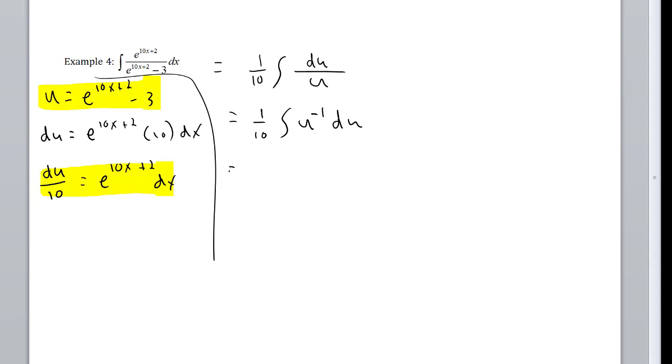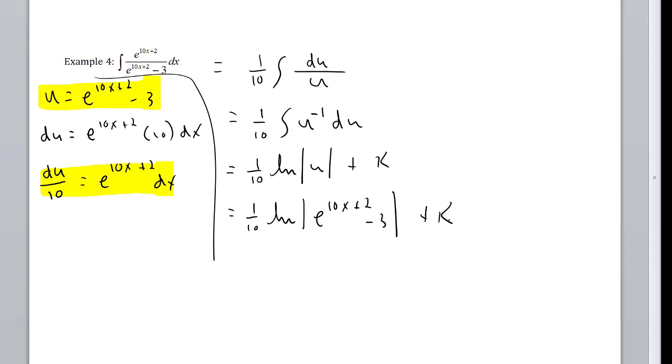Okay, now this is an example of one of our special rules for the natural log. Remember, the power rule says add 1 to the exponent and we get u to the 0. And that's not going to be very helpful. So we have to remember in this case, we're going to have the natural log absolute values of u and then the plus k, and then plug that back in, the actual part that we substituted. 10x plus 2 minus 3.